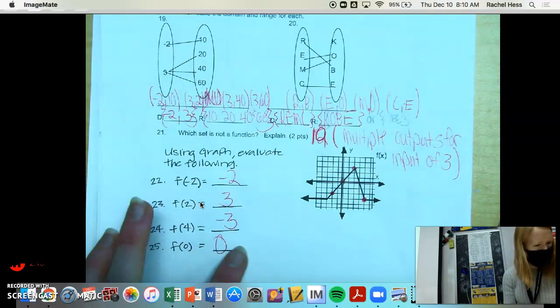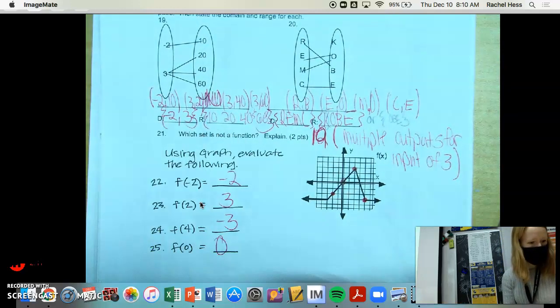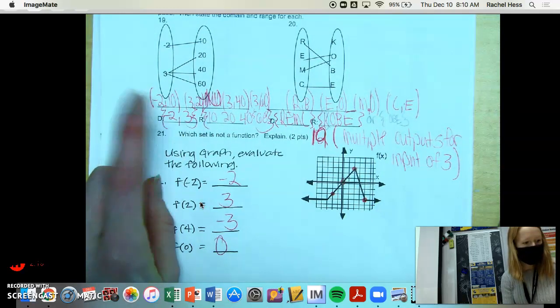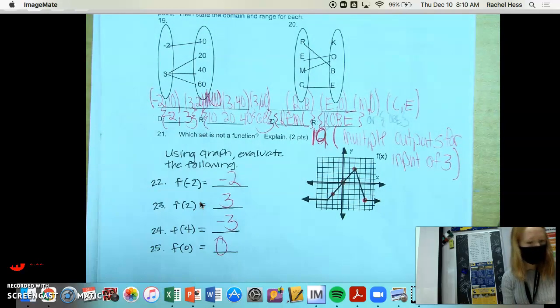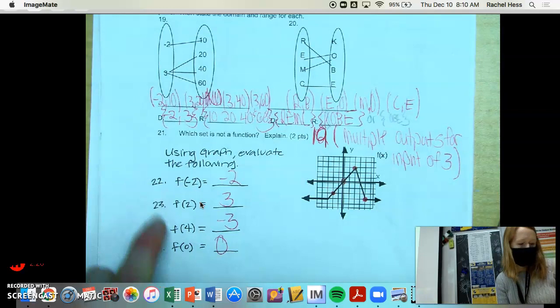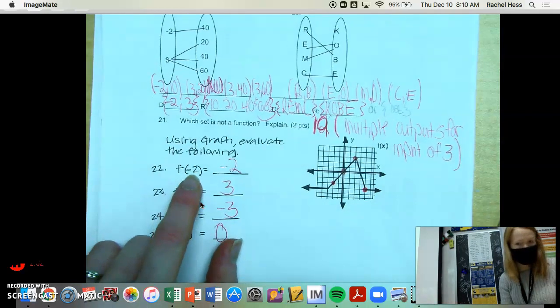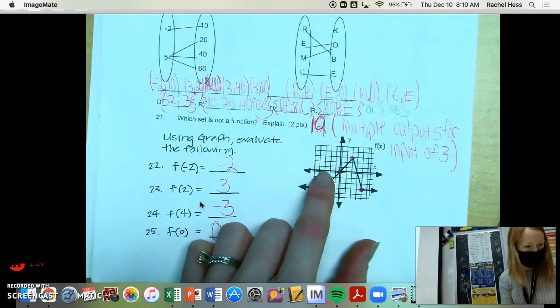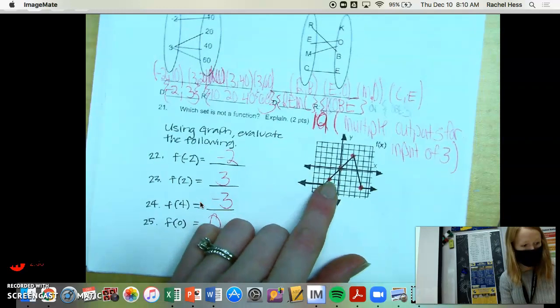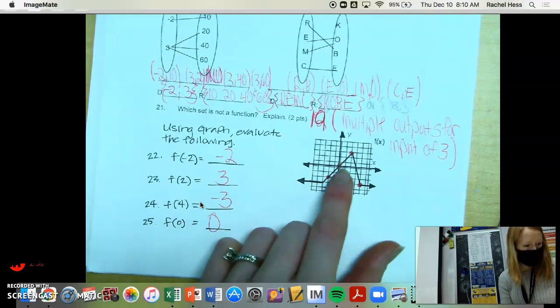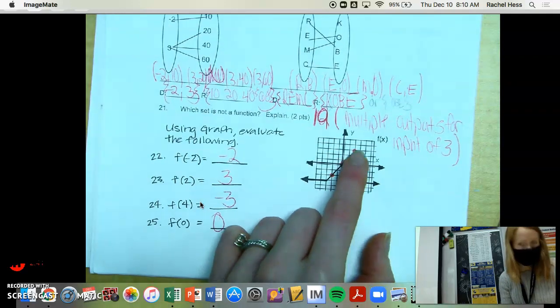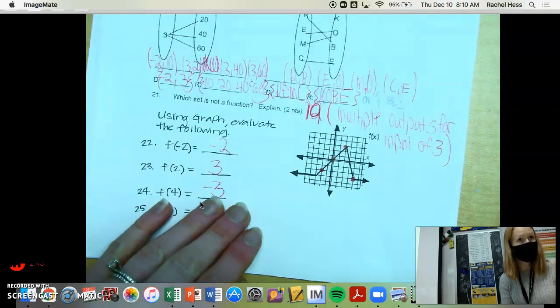Continuing to review. Remember, when you list your domain and range, you only want to list each x value once. Same thing with each y value. And these 22 through 25, what this question is saying is, looking at my function when x is -2, what's my y value? -2. When my x is 2, what's my y value? It's 3, right?